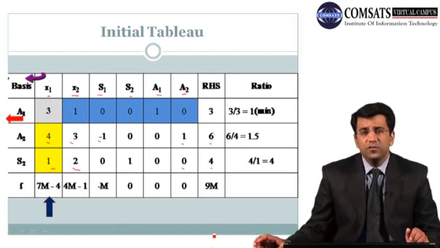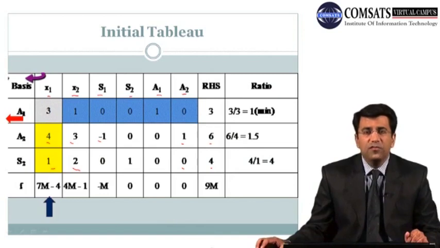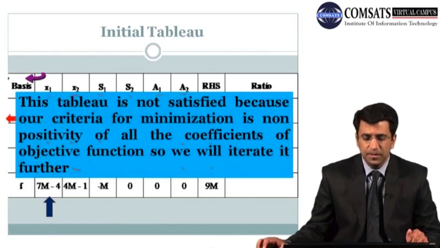So class, now we have filled this particular table, and now we'll have to find out whether this table gives us the optimum solution or not. And what is the criteria for the optimum solution? That is, this is not satisfied, because our criteria for minimization is non-positivity of all the coefficients of the objective function. So we will iterate it further.